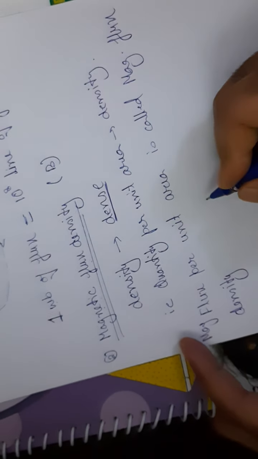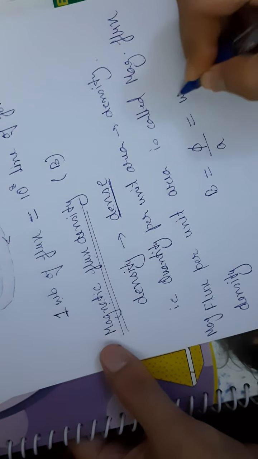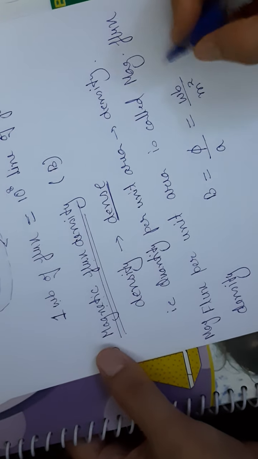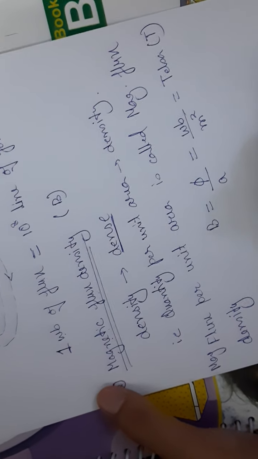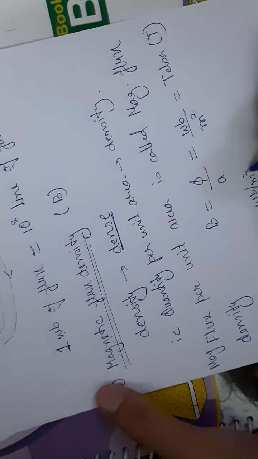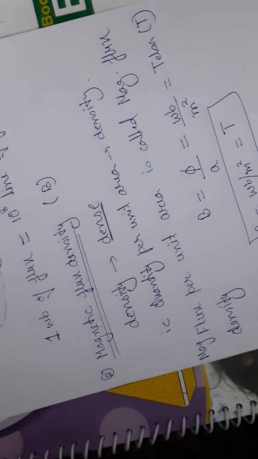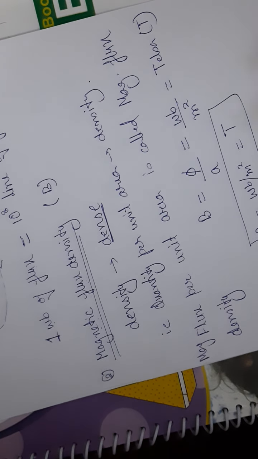So what is B? B is nothing but flux per unit area. The unit of flux is Weber, and area is meter square. So the unit for magnetic flux density is Weber per meter square, which is nothing but Tesla, denoted by capital T. So you got what magnetic flux density is: flux divided by unit area gives density.